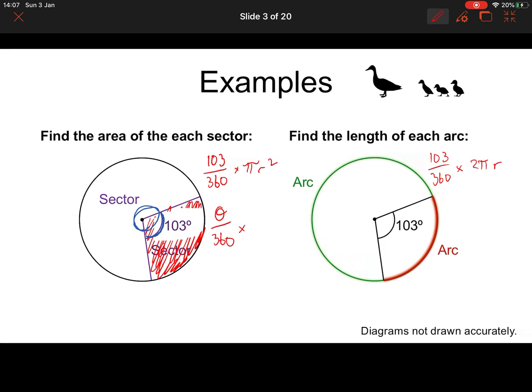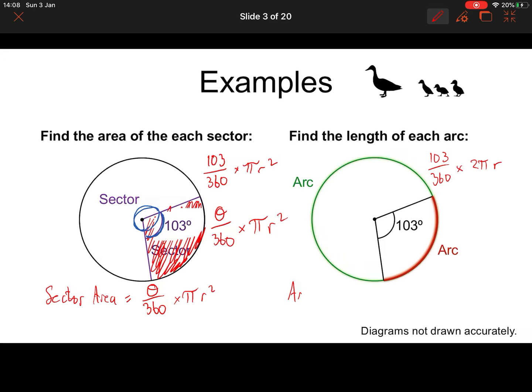Hopefully you were yelling at the screen to spot that, because this is area. So it's theta over 360. Theta is, remember, how we denote a missing angle, times pi r squared. So sector area equals the angle over 360 times pi r squared. It's just a fraction of the area of an entire circle.